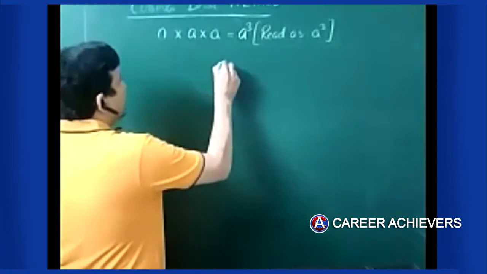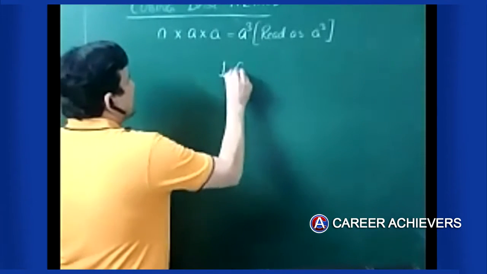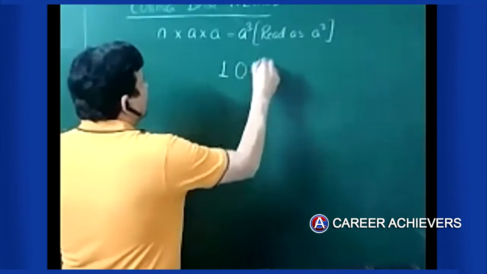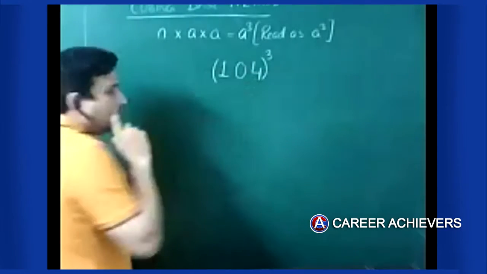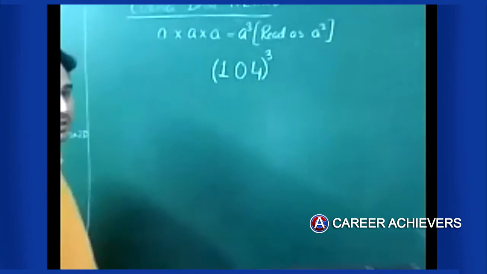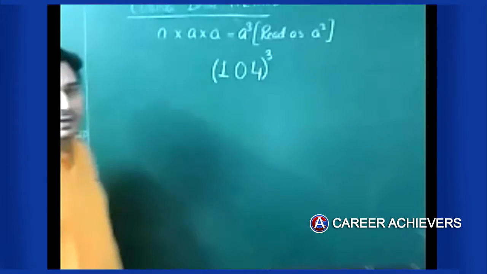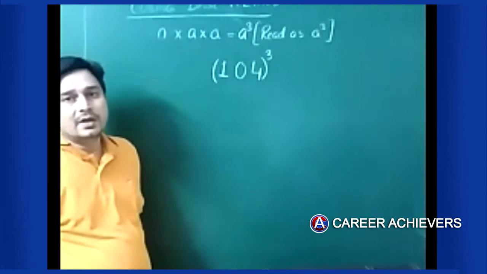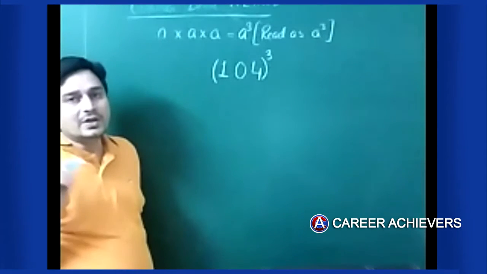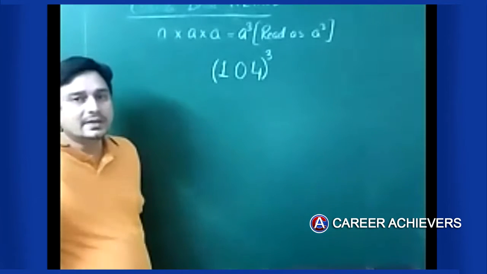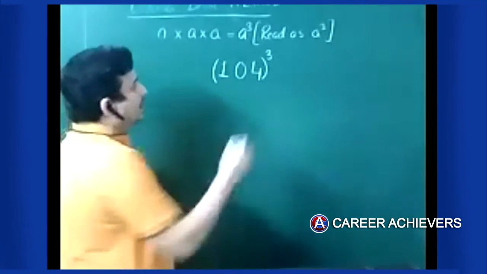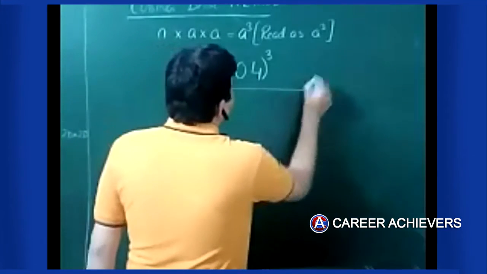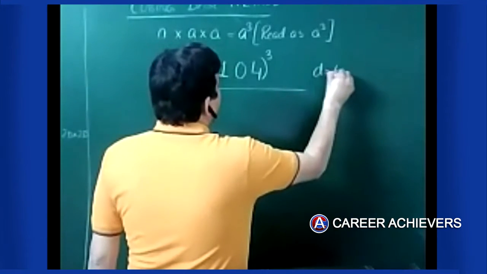I will take a very easy example, then we will move to others as well. 104 cube. Here the base is 100 and deviation is 4. Yes, sir. The base is 100, deviation is 4, this is understood. Okay, so our answer here, d equals 4, I write it down.